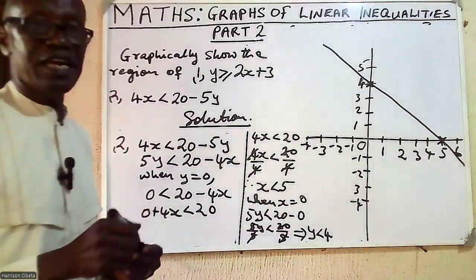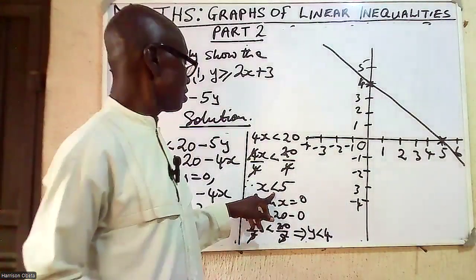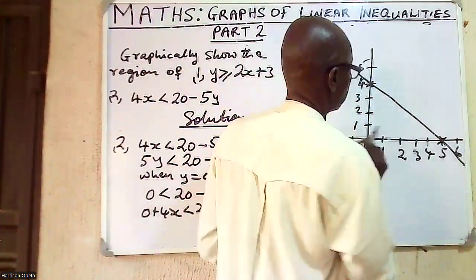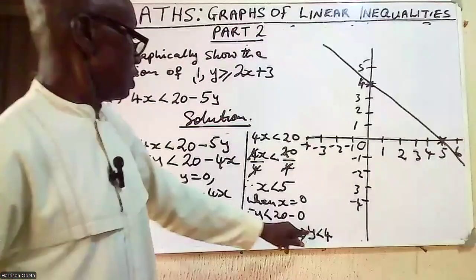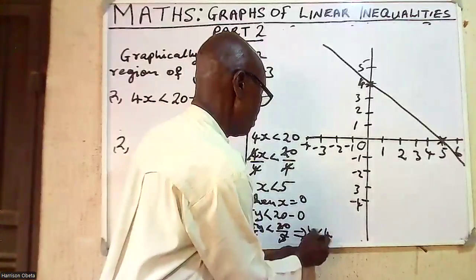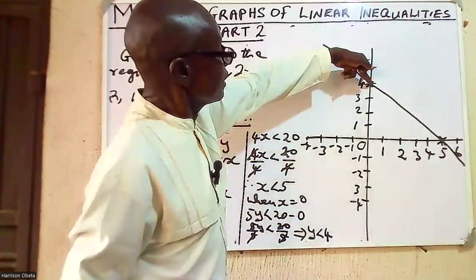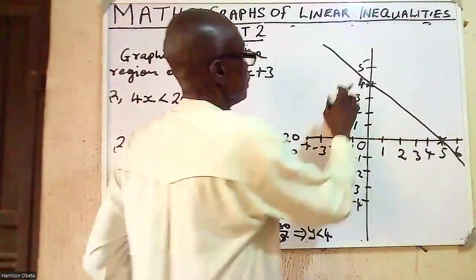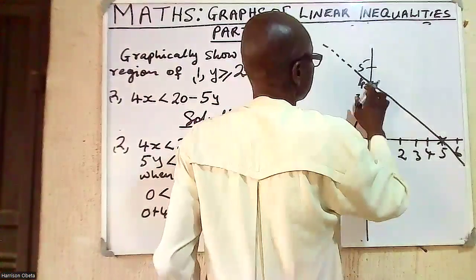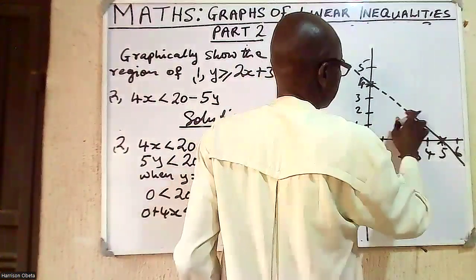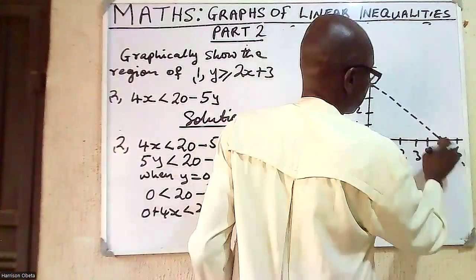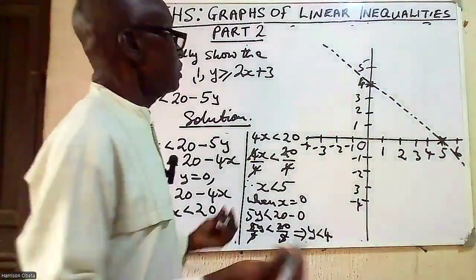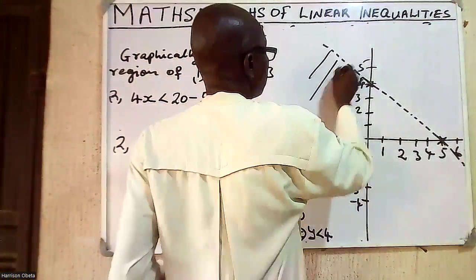You go back to the final answer you had. This one says x must be less than 5. That means to your left. But this one said also that y must be less than 4. So anything less than 4 is below. Remember, because it's strictly less, we need to make it a broken line, not a thick line, as the other one. So this is how it will look like. Then you shade the required region, and the required region is here.